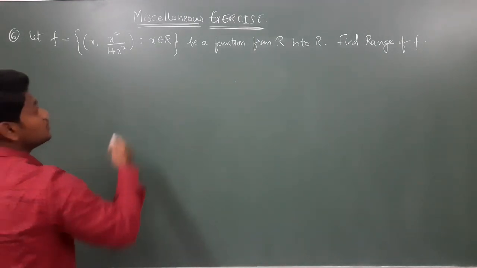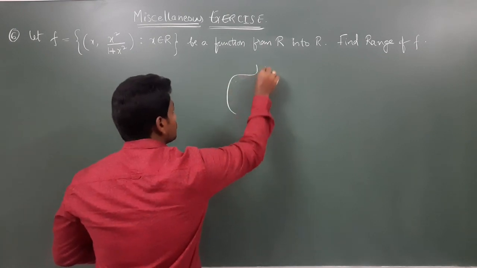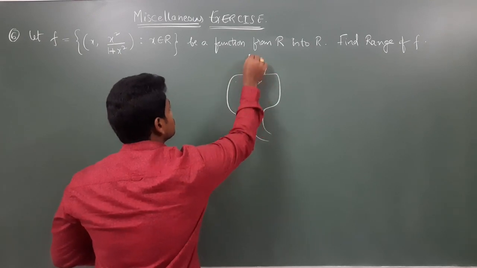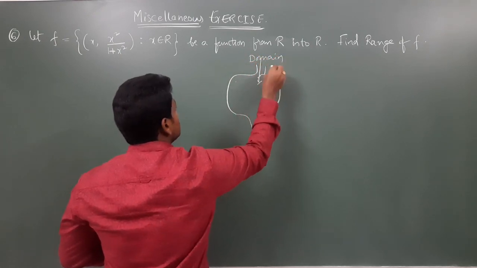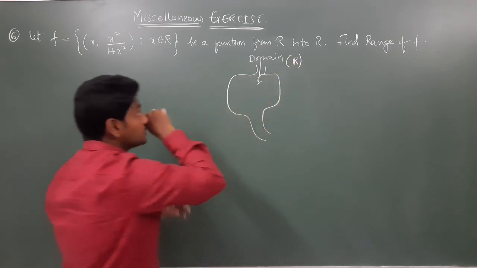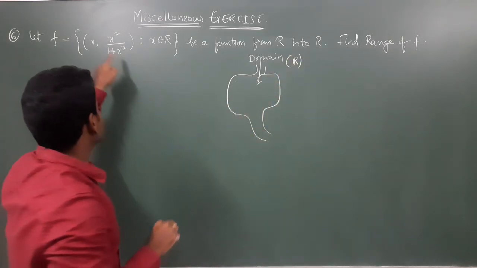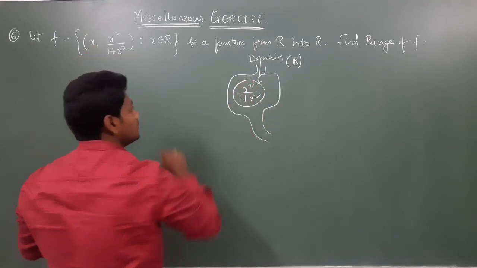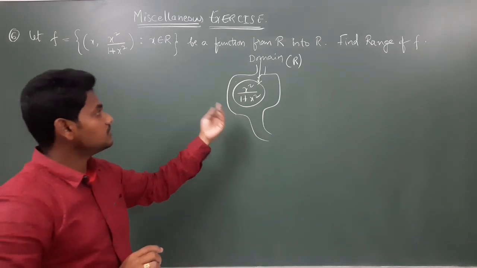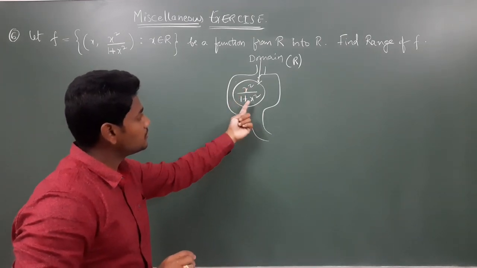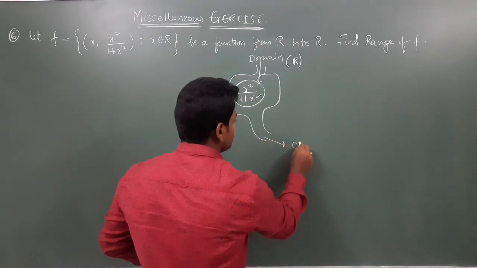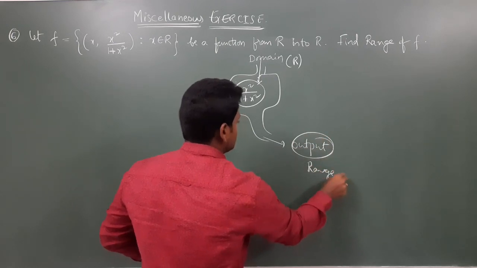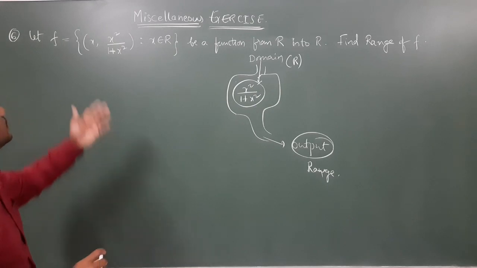So we know that x belongs to R, which are the domain values. What are the domain values? Domain values are all real numbers, x belongs to R. Now what is the function? The function is x²/(1+x²). If we substitute the domain values in place of x in x²/(1+x²), what will we get? The output. That is what we will consider as the range. So what may be the range for this function?